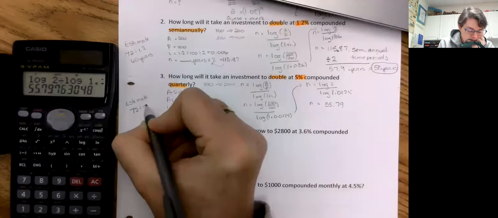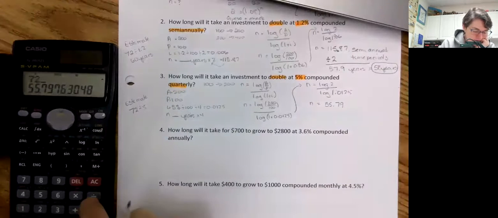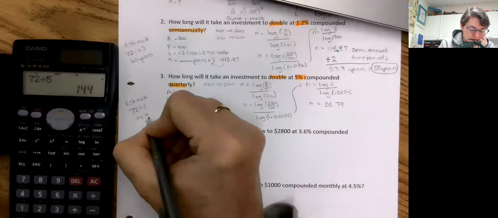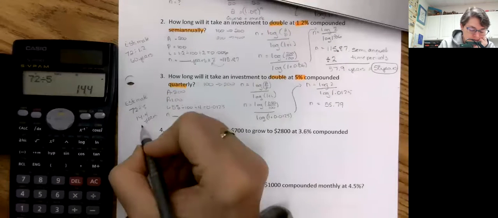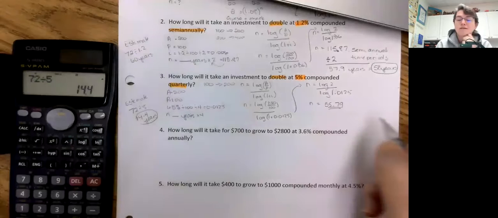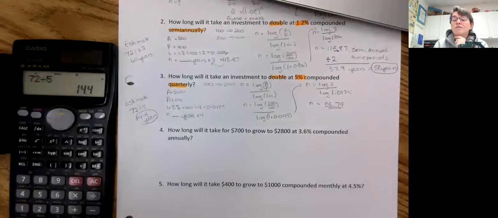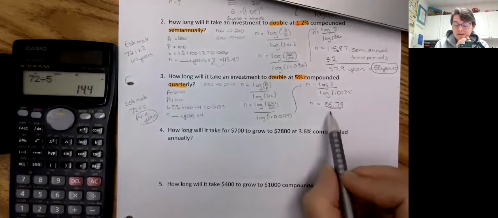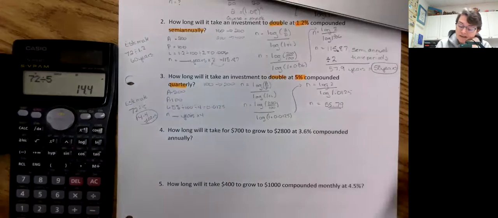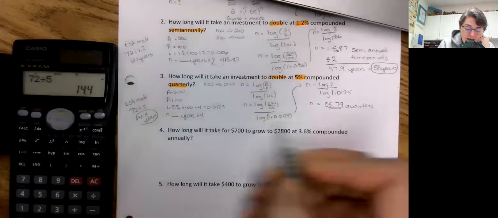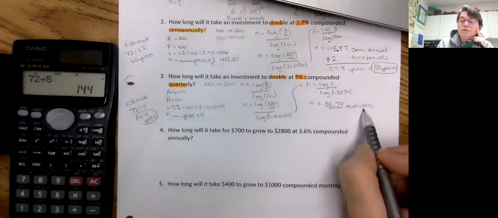72 divided by 5. All right, 14.4 years. What the heck? That's where doing the estimate either before or after the question is going to save you, because this is 55.79 quarters. Whatever this is, that's what you get out the back end, right? It's going to be the same thing.